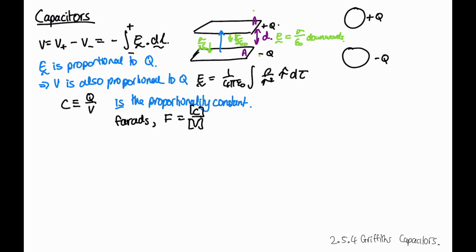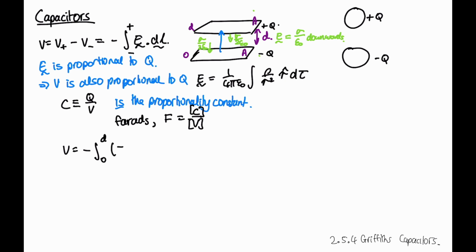Okay, so if we want to calculate the voltage between those two plates, we can use that this is equal to negative E dot dL. So we're going from the lower plate. Let's say that this lower plate is at 0, and this upper plate is at D. So we will go from 0 to D. And E in this case is downwards.